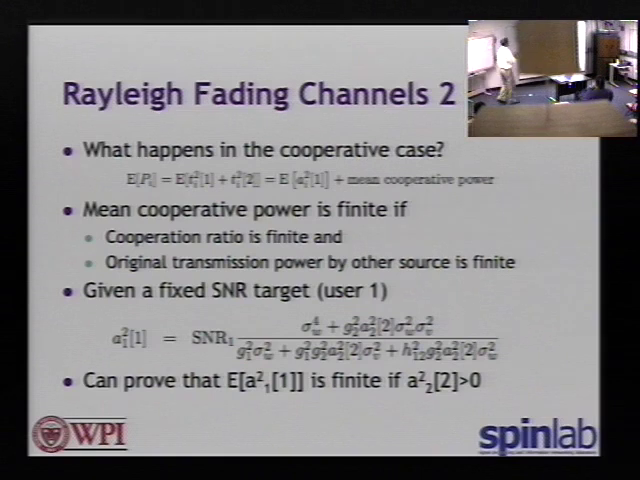Let me say that again. I can prove that even in a Rayleigh fading situation, the amount of power that I need to put into my selfish transmission is finite as long as I'm getting a little bit of help from the other node. Not an infinite amount of help from the other node. It's just a little bit of help from the other node.